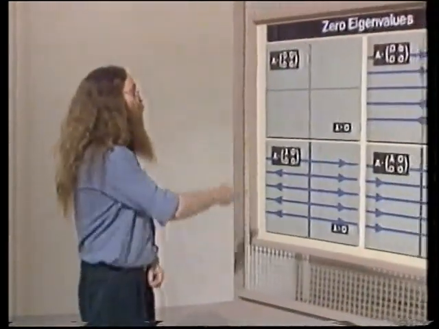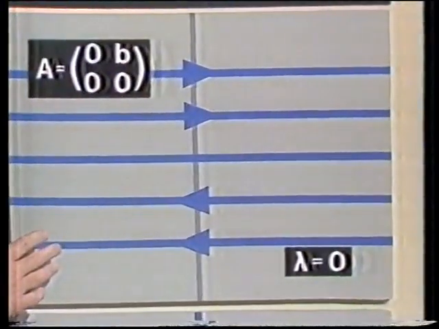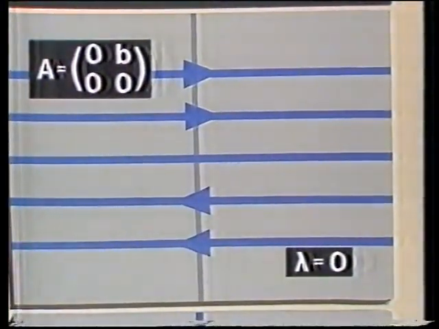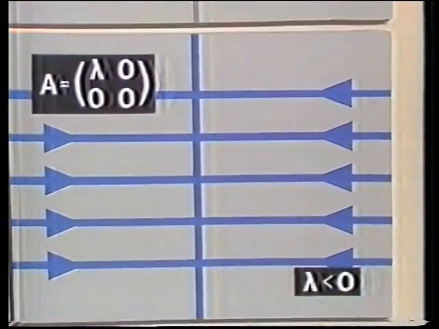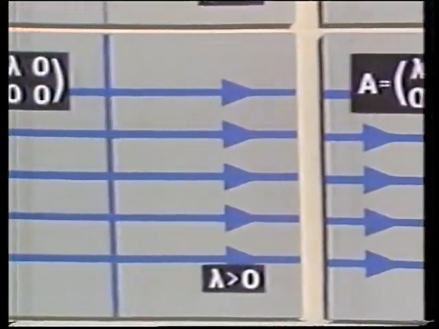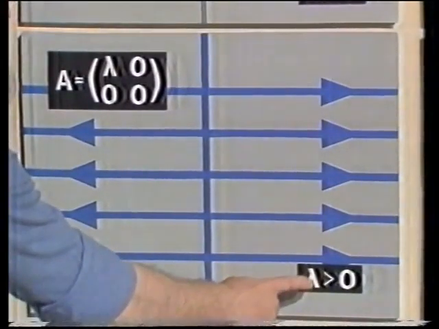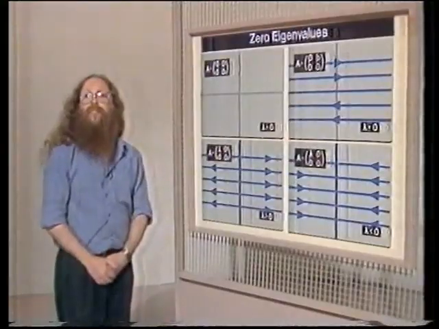So let's summarize them. If A is singular, then at least one of the eigenvalues is 0. If both are, it's either no flow or this flow. And if only one eigenvalue is 0, then we get one of these shapes. And as usual, the direction of the flow depends on the sign of the eigenvalue. If A is non-singular, we have the three possible cases.